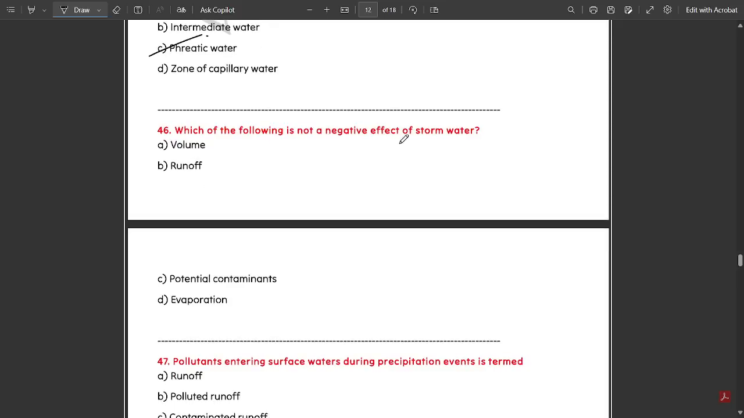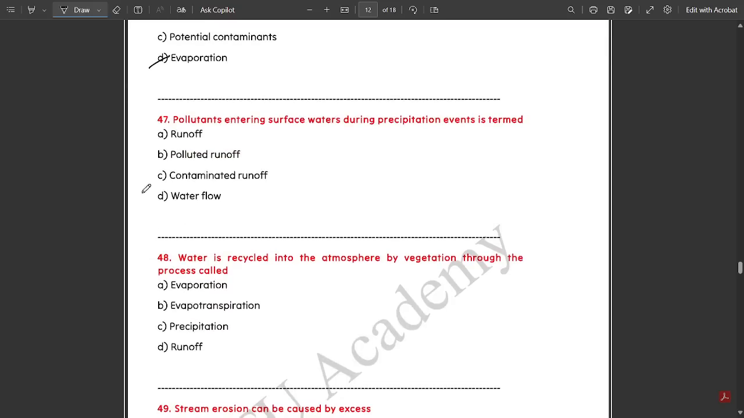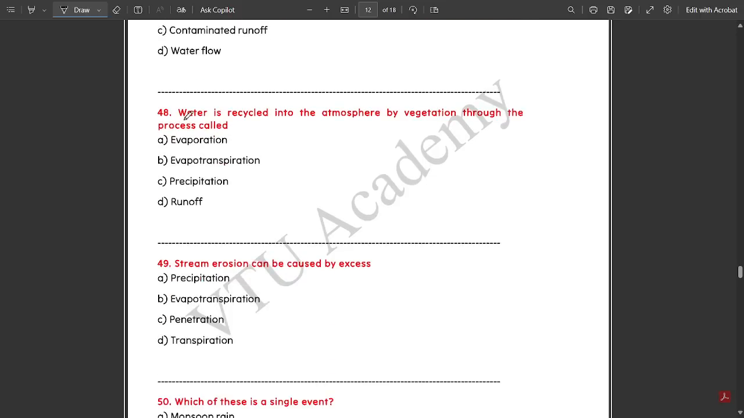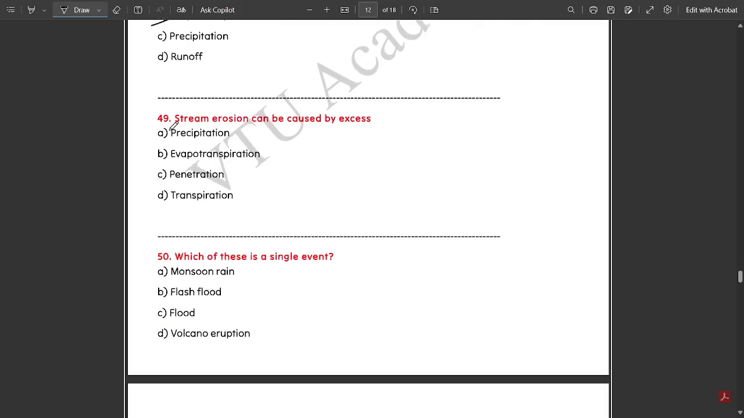Which of the following is not a negative effect of the storm water? The answer is evaporation. Pollutants entering surface waters during precipitation events is termed as polluted runoff. Next, water is recycled into the atmosphere by vegetation through the process called dash. The answer is evapotranspiration.